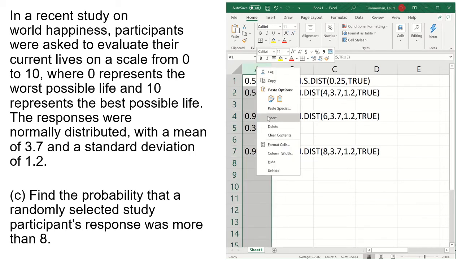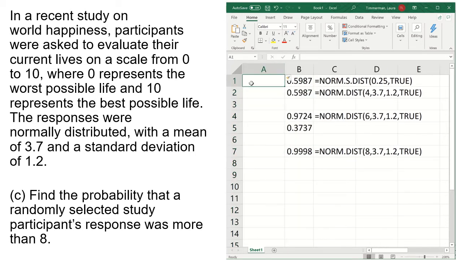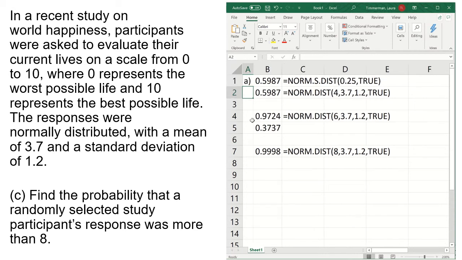I'm realizing I didn't label these very well. This first one was for A. I showed you both formulas, which is why there's 2 answers. This is for B. But this is our answer.